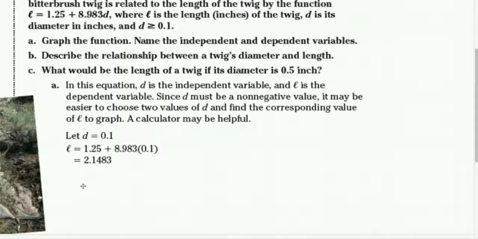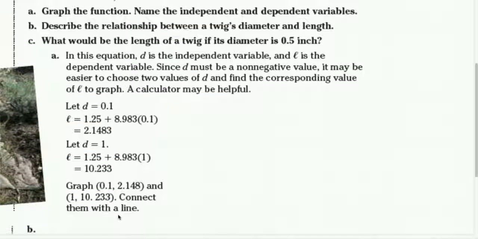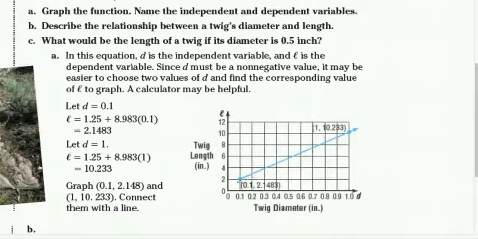And let's find another point, let D be equal to 1. If D is equal to 1, substitute the value. We end up with L equal to 10.233. Now we have 2 points. Okay, we can graph: 0.1 and 2.1483, and 1 and 10.233. And then we draw them on a line and connect those 2 points, and that's our graph.